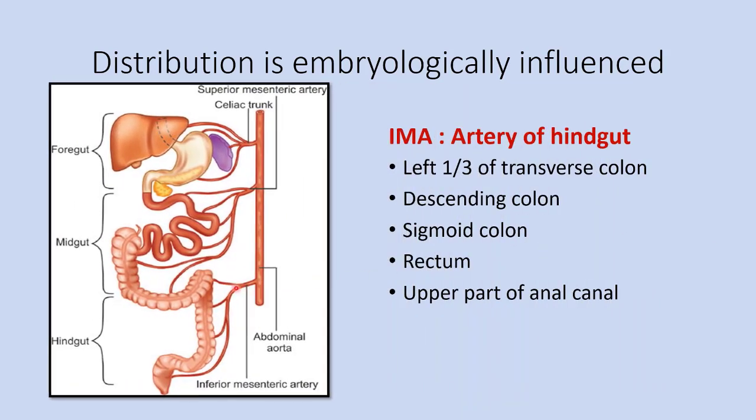Artery of hindgut is inferior mesenteric artery, which supplies lower 1/3, left 1/3 of transverse colon, descending colon, sigmoid colon, and rectum. It also supplies upper part of anal canal till anal valves.